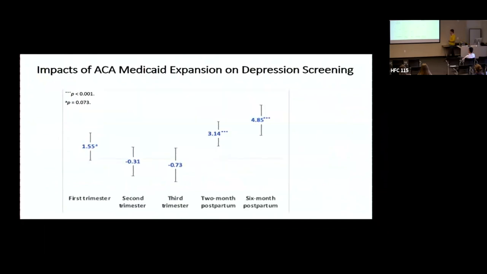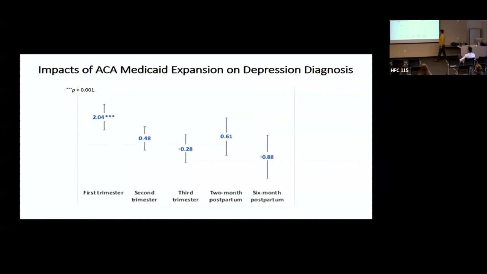This is the main result. This horizontal line means zero effect. What we show here is the magnitude of effect and significance. In terms of screening, we see a positive effect in the first trimester, but significant only at the 90% level, and insignificant for the second and third trimesters, then very significant at 2-month postpartum and 6-month postpartum. So this means that the predicted probability of depression screening increased by almost 5 percentage points, which is a 50% increase from the pre-expansion period. So this is a non-trivial effect.